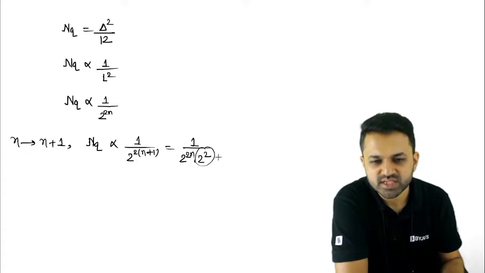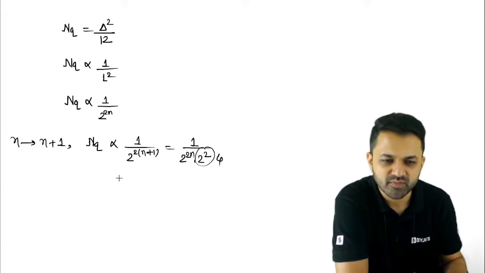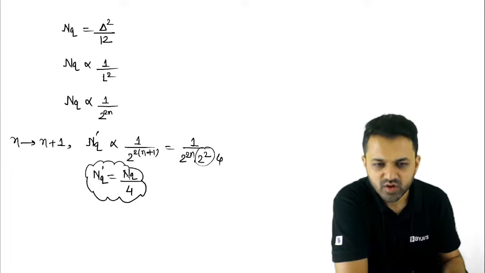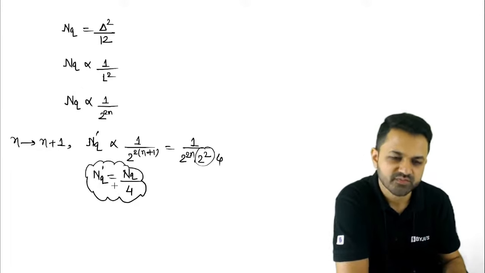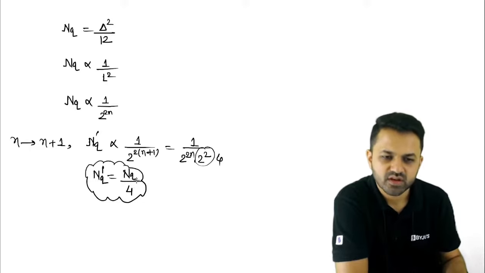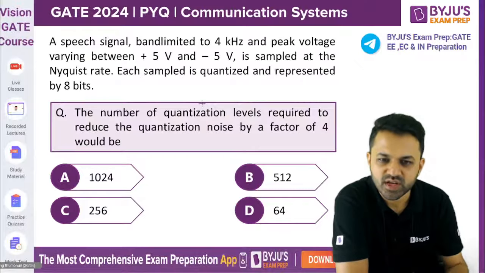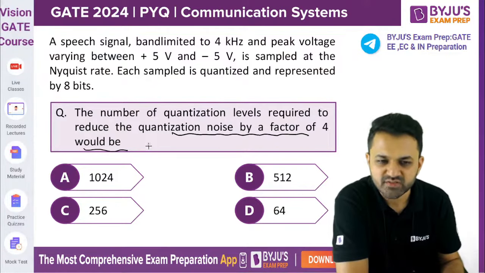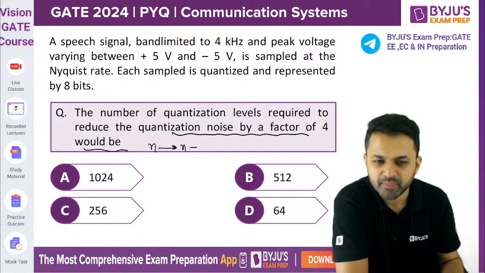So 2 to the power 2 is 4. So that means on the basis of this, we can say that our new noise power is reduced by the factor 4. Okay, so it is reduced by the factor 4, right? So we want that only. The quantization noise should be reduced by factor 4. That means we have to increase the number of bits by 1.